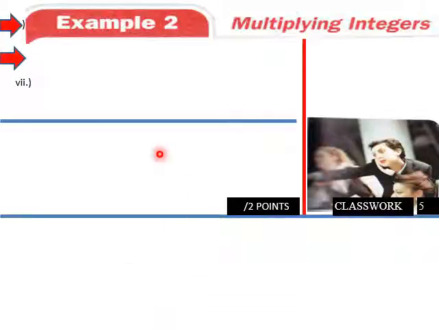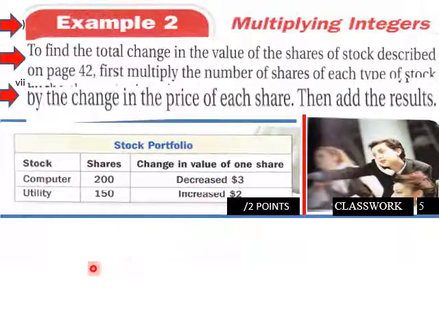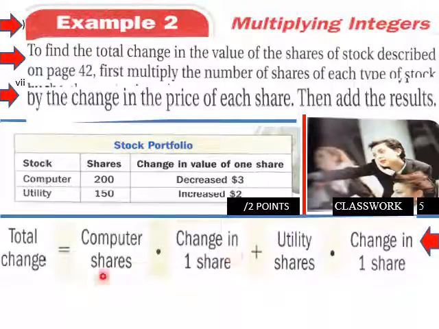And then example 2, find the total change in value of the shares of stock described on page 42. First, multiply the number of shares of each stock by the change in price. We have shares and it decreased by 3. Then same thing down here. So here is our verbal model here.